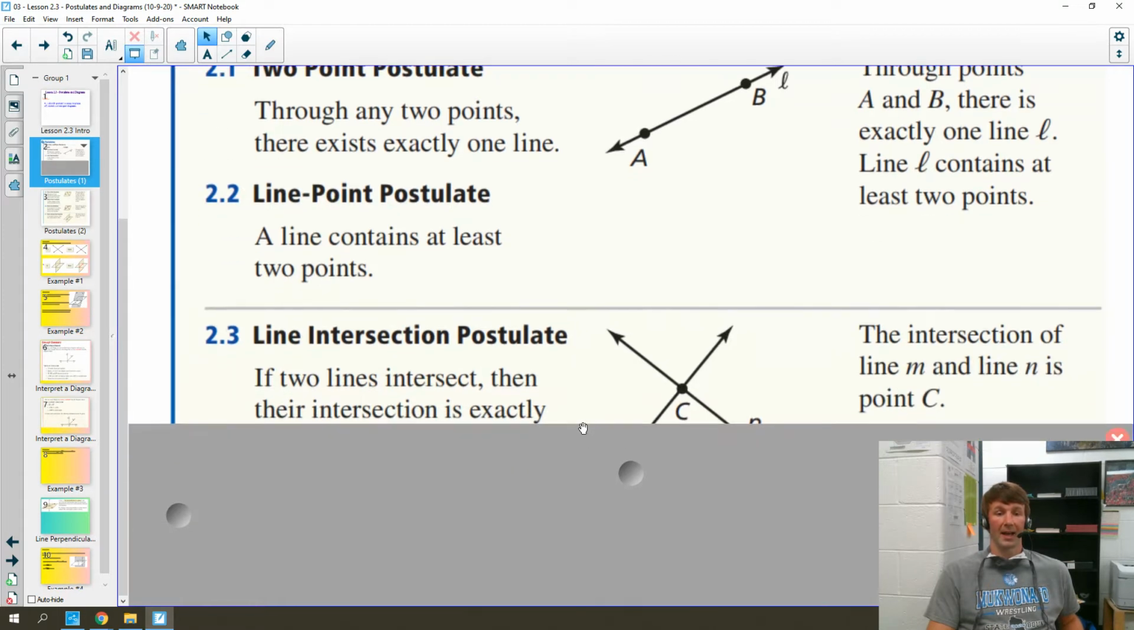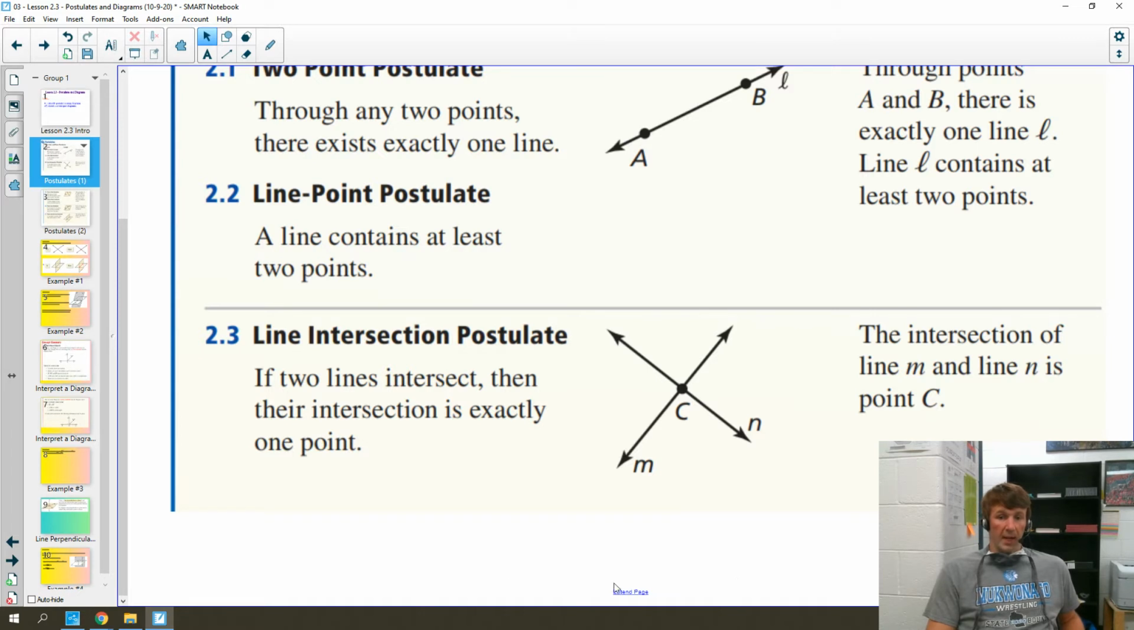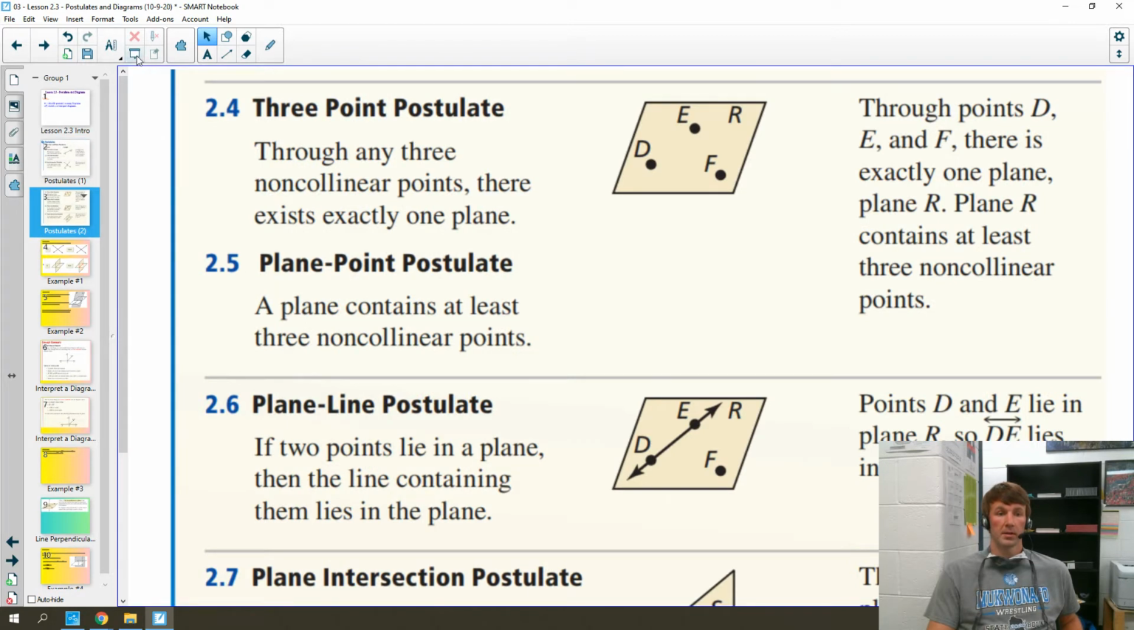Next one, it's called the line intersection postulate. And this is definitely something that came up in chapter 1 when we defined what an intersection was. The postulate states that if 2 lines intersect, then their intersection is exactly 1 point. Okay, so the custom way to say that for this figure would be the intersection of line M and line N is point C, using symbols, naming lines the way we've named them. There we go. A couple more here. Let's add them to our notes. Let's just go one at a time.